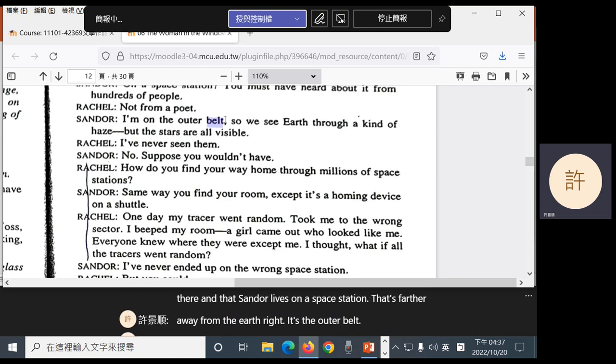So this tells us that there's more than one space station out there, and that Sandor lives on a space station that's farther away from the Earth. Right? It's the outer belt. Belt in Chinese is dai, 比如说那个什么陨石带啦之类的。 It's a kind of spatial arrangement. It's not an actual belt, 不是真的皮带。 So he can't see Earth very clearly. It's through a haze. It's fuzzy. It's blurry. But the stars are all visible. And again, this fits with our idea of what a poet is. Someone who drinks wine, goes around having adventures, and looks at the stars.